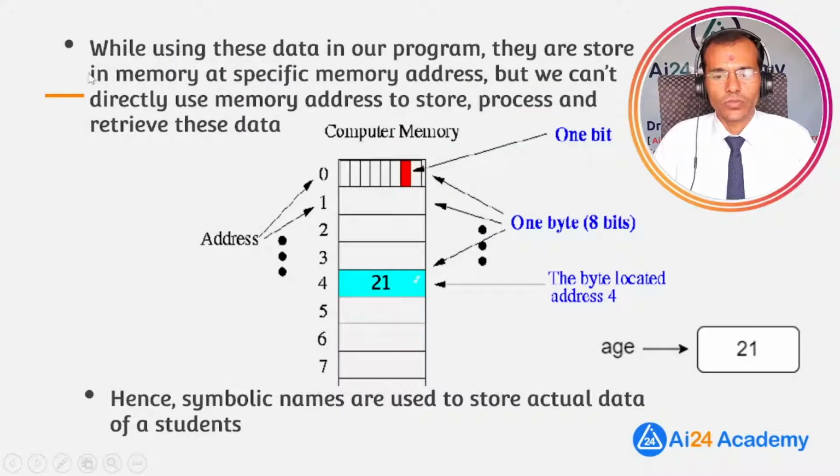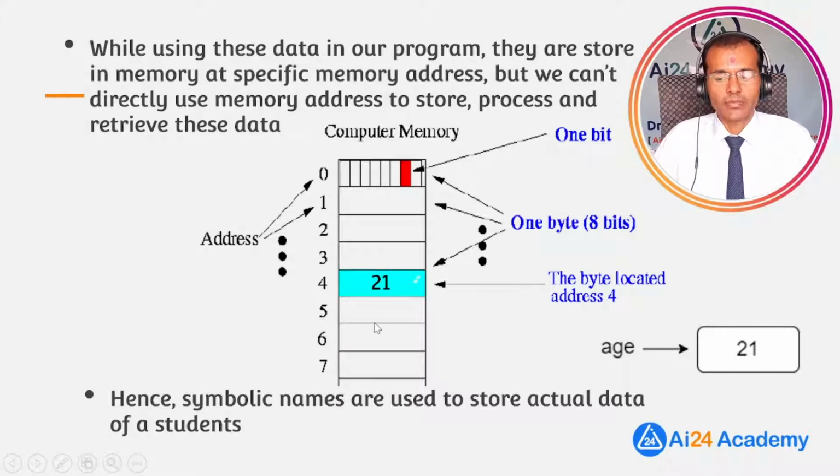Now while using this student data in our program, it is stored in memory at a specific memory location, but we cannot directly use the memory address to store, process and retrieve this data. So the computer memory looks like this. It is a collection of memory locations, and every memory location has an address, starting from 0 to maximum. So here 21 is stored at address 4, but we cannot access this 21 directly. So some way is required to store and retrieve this information in computer memory.